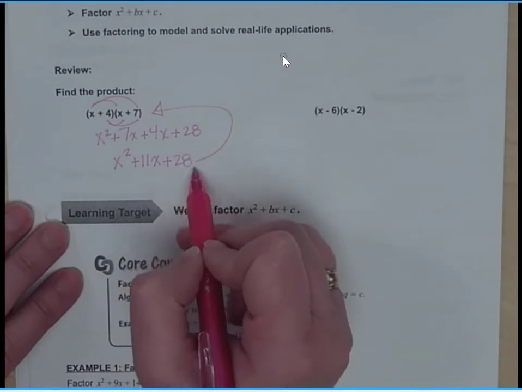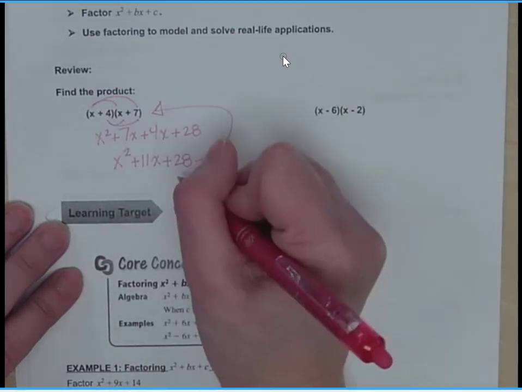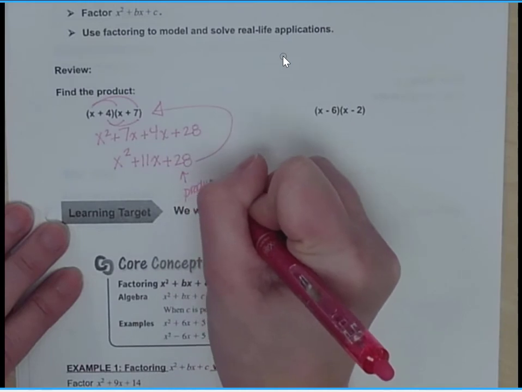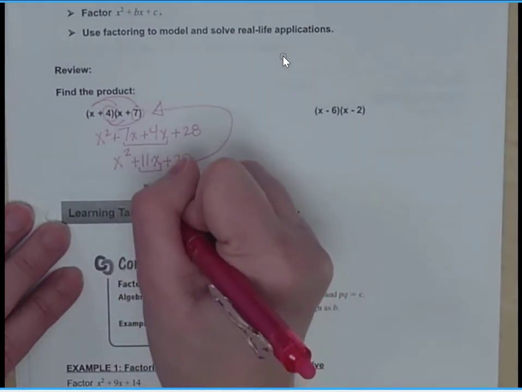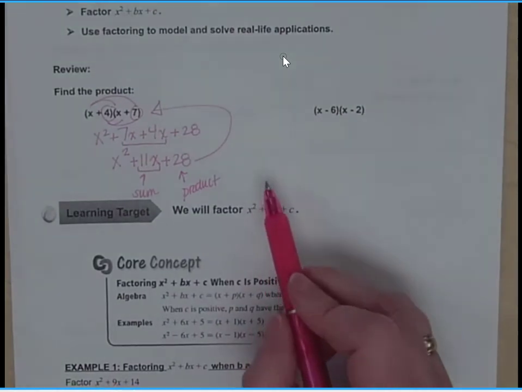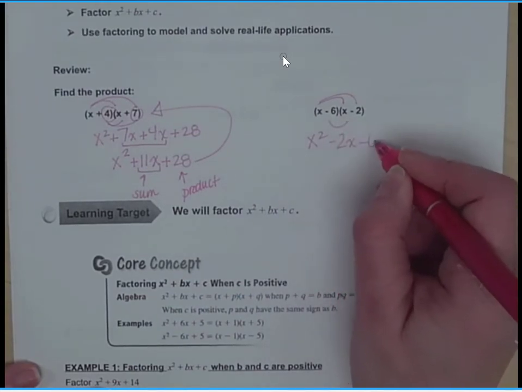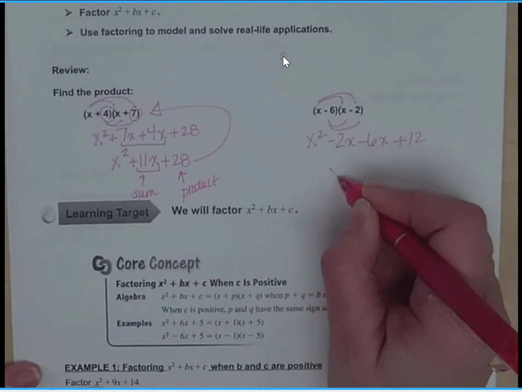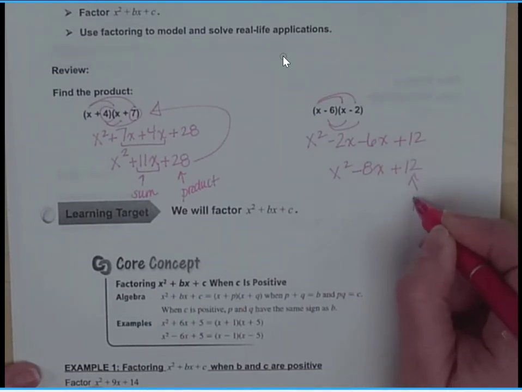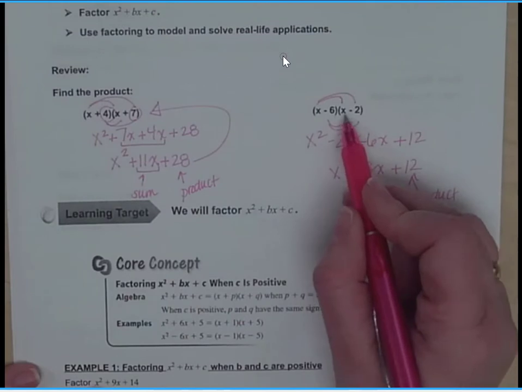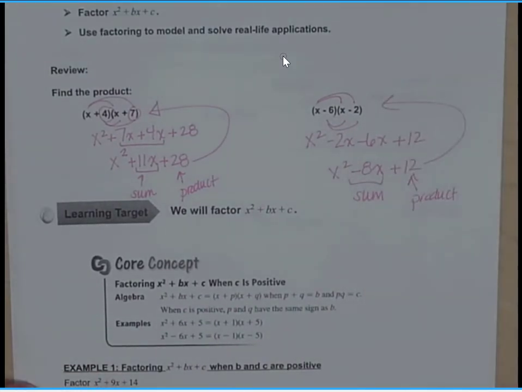If we take a look at this 28, where did this 28 come from? Well, that came from the product of 4 and 7. So this here is the product, and then this 11 came from the sum of those two numbers. So let's take a look here. So x times x is x squared, and I have negative 2x minus 6 plus 12. I add those up, and I have x squared minus 8x plus 12. Again, this is the product of those two constants, and this here is the sum. So given this, can you get to that?